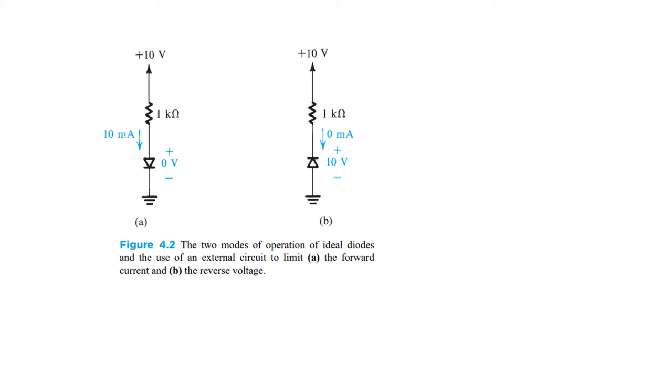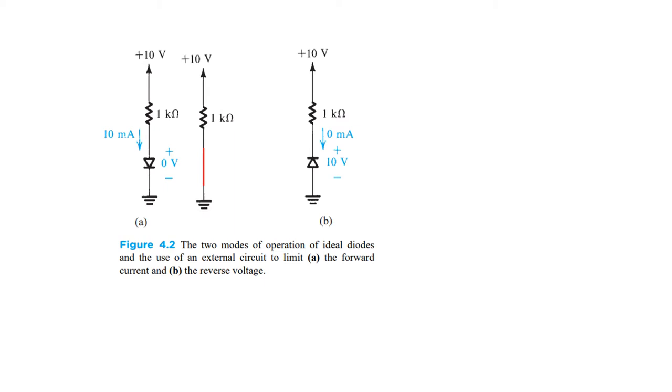Now here are two diagrams, two models of operation of an ideal diode, and the use of an external circuit to limit the current. Generally, whenever we connect a diode, we connect some kind of resistance to limit the current. So this is called the limiting resistance. Now, this is forward biased because the negative is grounded and the positive is connected with the battery. Whereas in this case, the negative is connected with the positive side of the battery and the positive is grounded, so this will behave like a reverse biased diode.